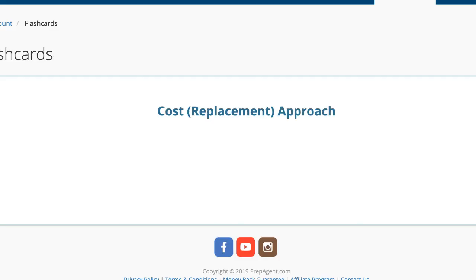Okay, so the cost replacement approach is an appraisal approach based on how much it costs to replace a brand new building. So would this work better for an old building or a new building?